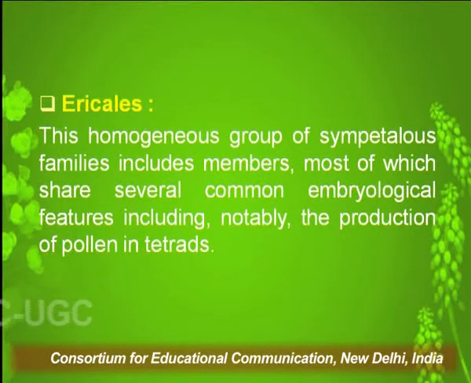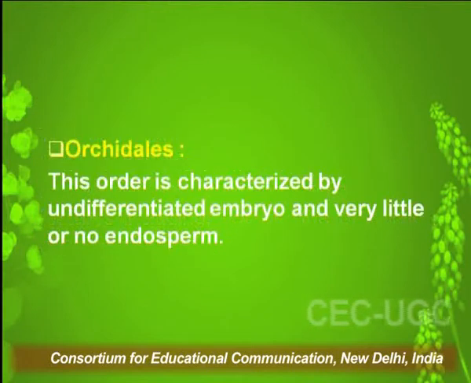Then another example is of Ericales. It is a homogeneous group of sympetalous families that includes members, most of which share several common embryological features, including notably the production of pollen in tetrads. So, this feature very well helps in solving and finding out which order it pertains to.